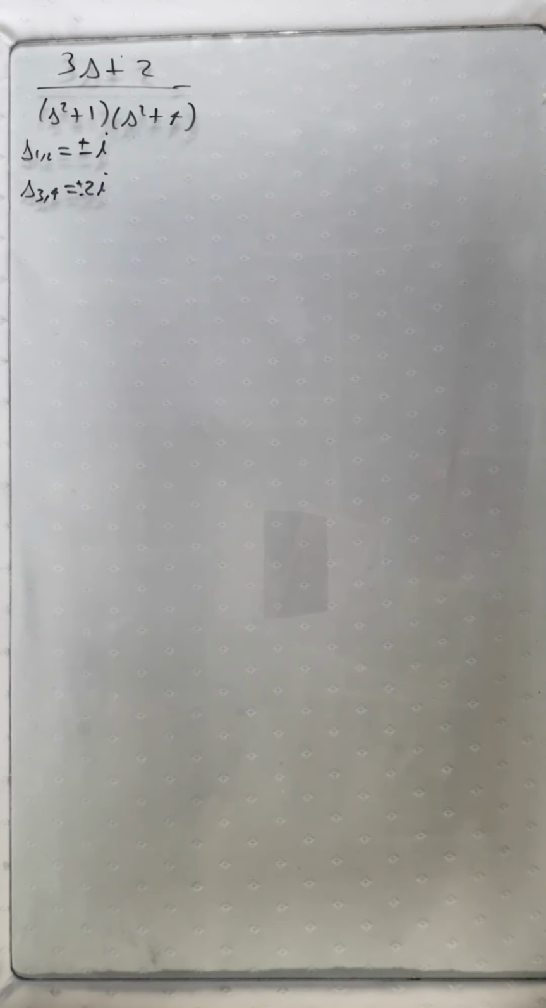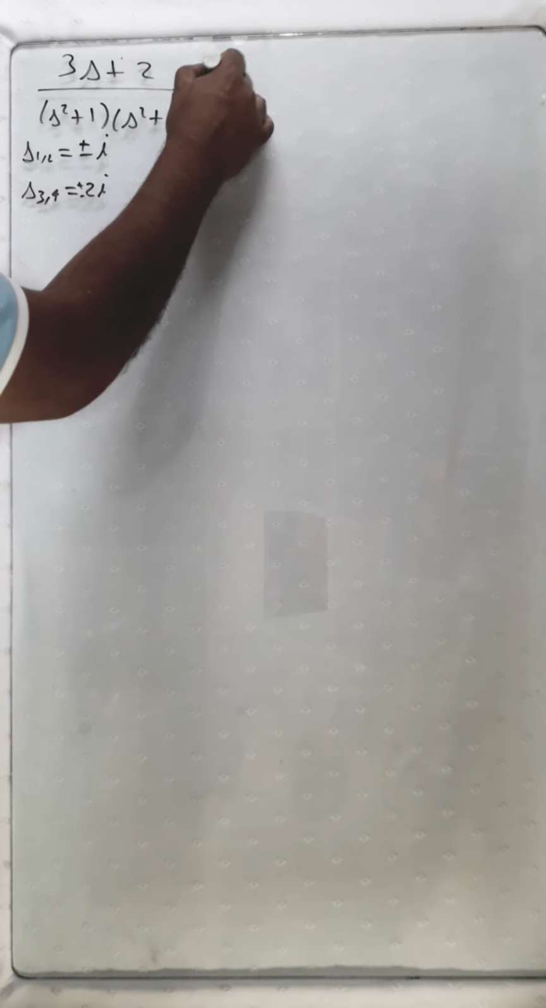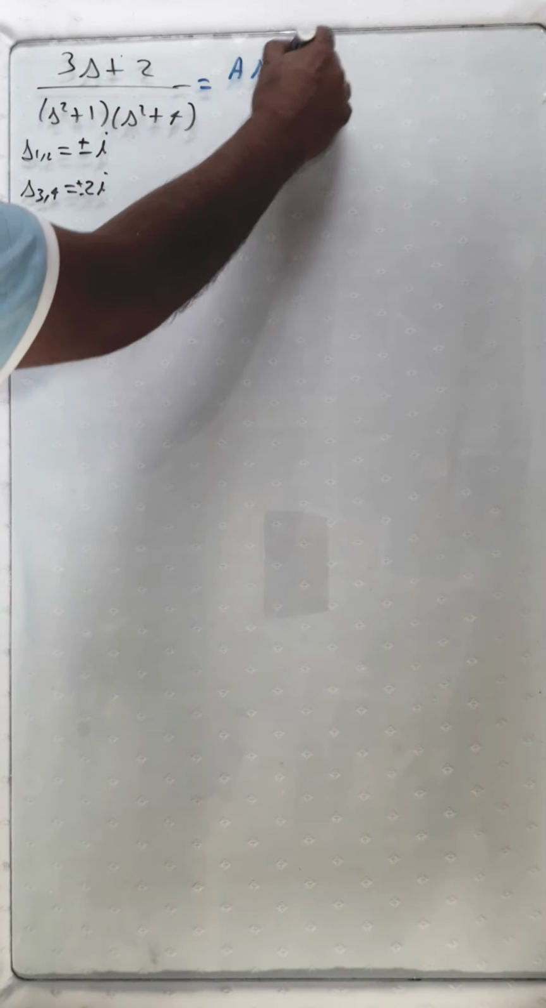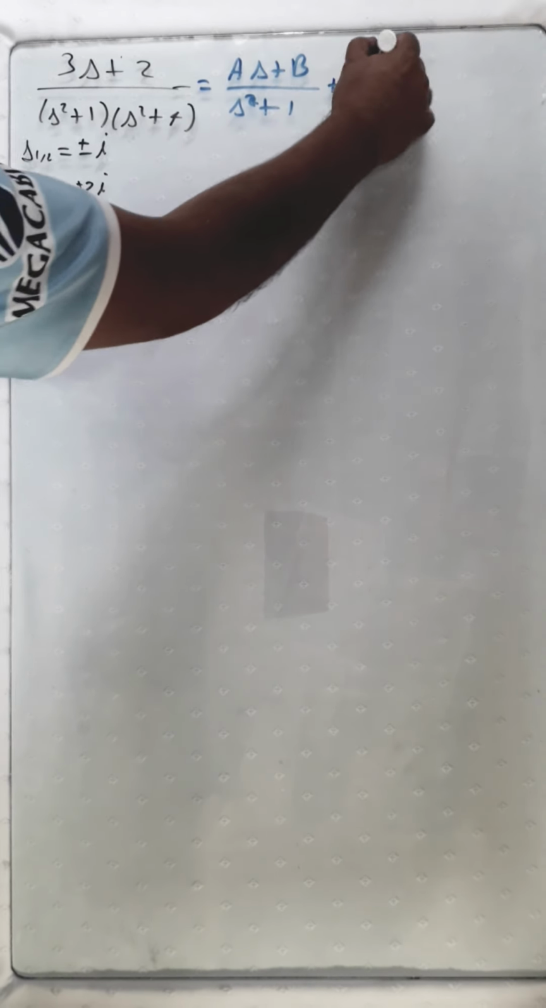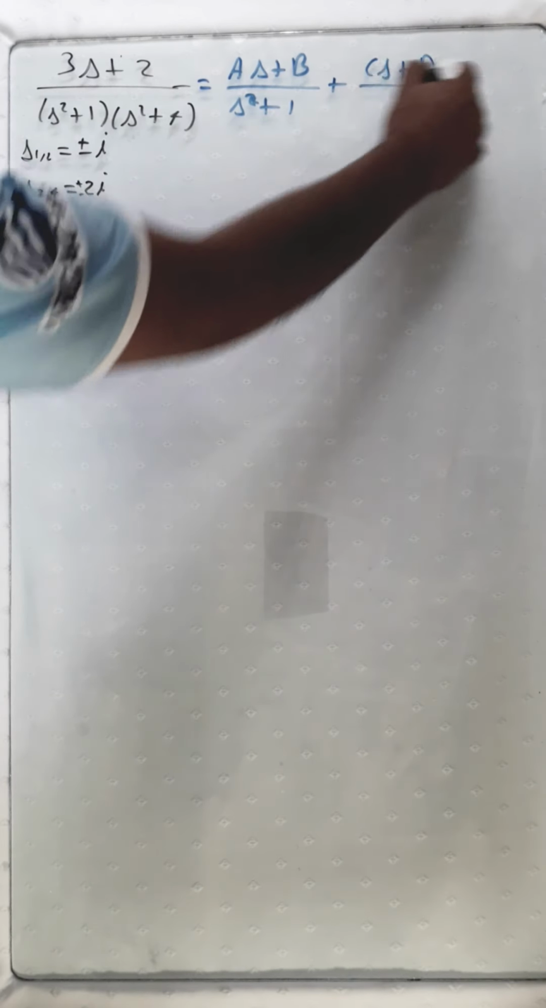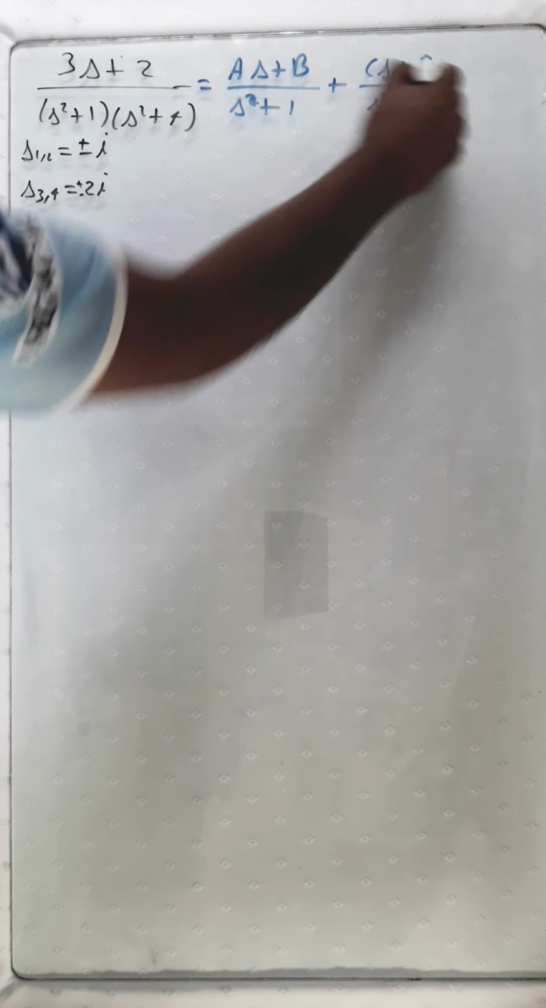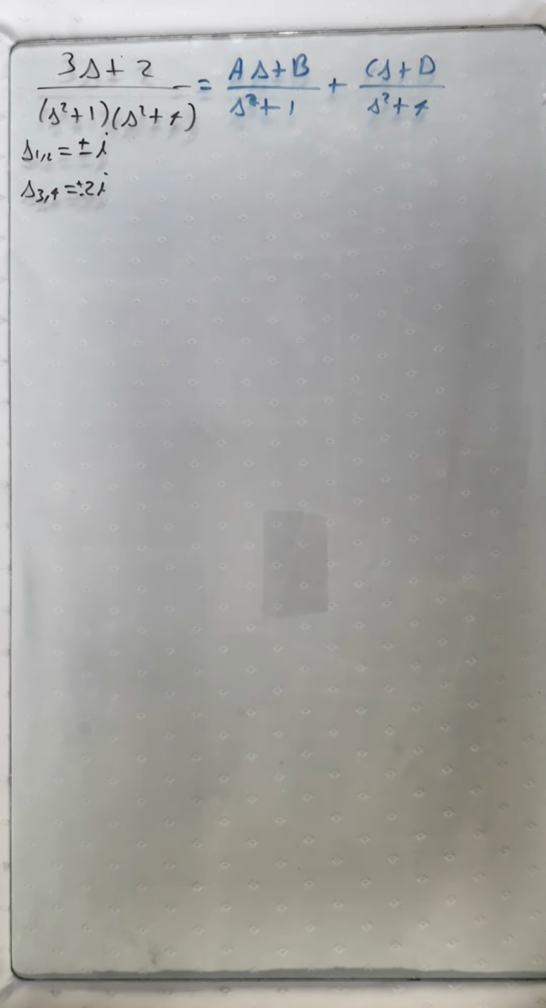But anyway, let's focus on the calculations of the constants. The partial fractions are going to be (as plus b) over (s squared plus 1), plus (cs plus d) over (s squared plus 4). Now you have your 4 partial fractions and your constants a, b, c, and d for a 4-degree denominator. Now how do we calculate the values of a, b, c, and d?